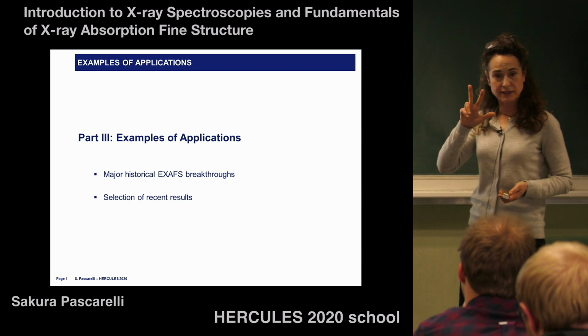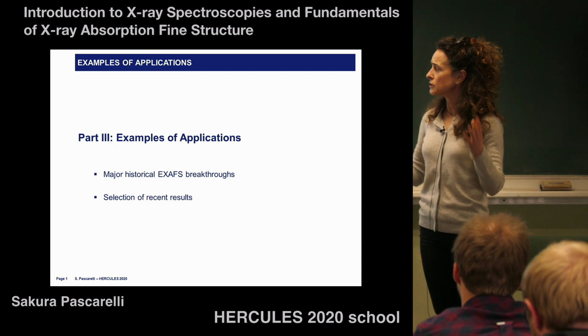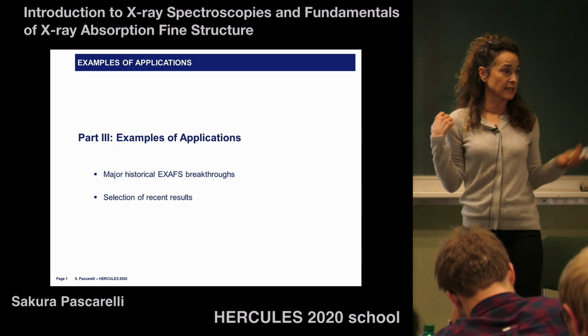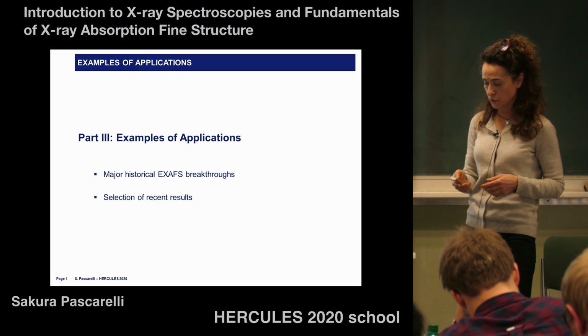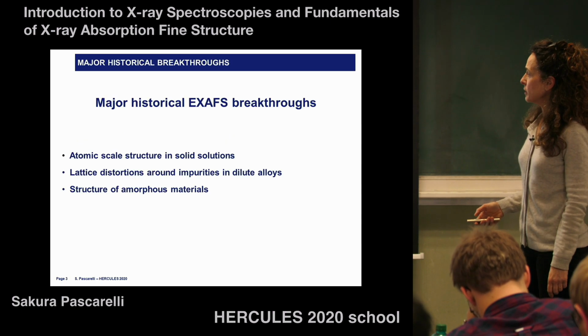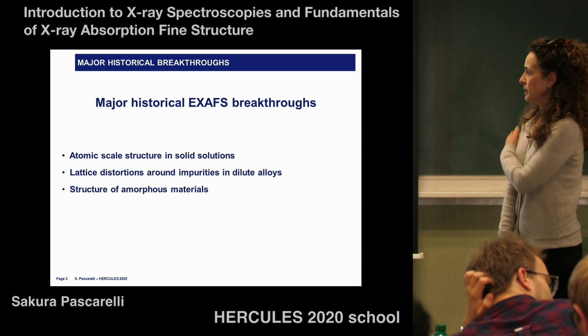And I'm going to show you 3 examples of those problems. And then I'll show you a selection of recent results that we have today, for example, at synchrotrons like the ESRF or other synchrotrons around the world. So we start from these EXAFS breakthroughs. So these are the ones that I picked.